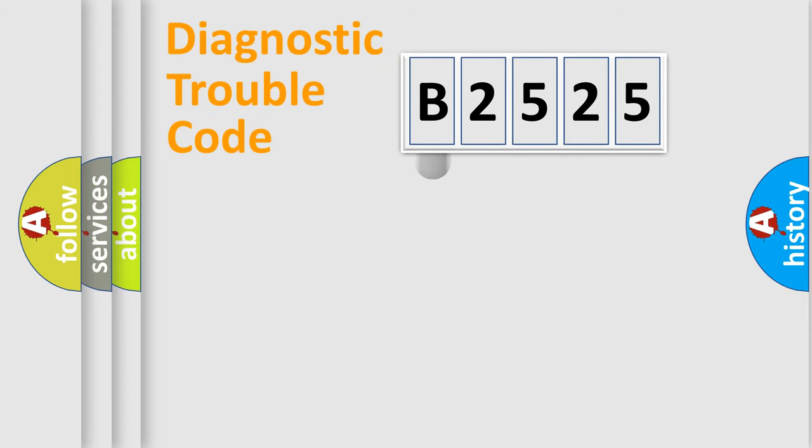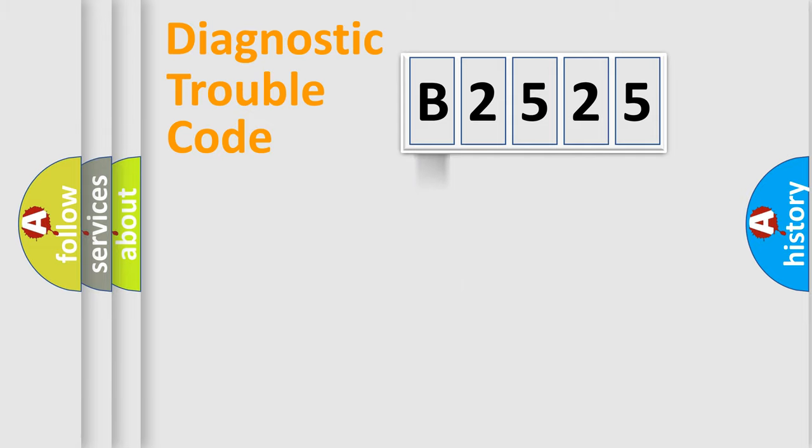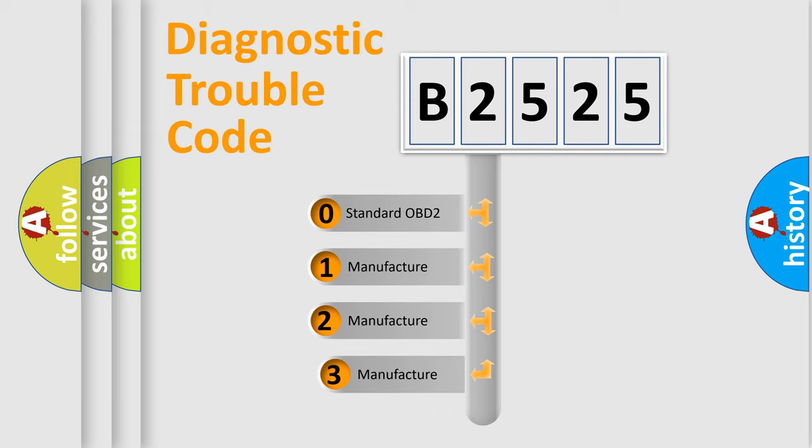Let's do this. First, let's look at the history of diagnostic fault code composition according to the OBD2 protocol, which is unified for all automakers since 2000. We divide the electric system of the automobile into the four basic units: powertrain, body, chassis, network. This distribution is defined in the first character code.